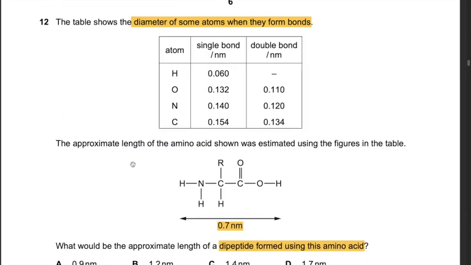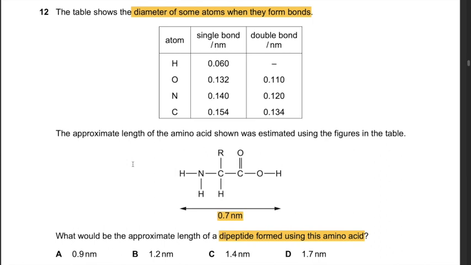Question 12. The table shows the diameter of some atoms when they form bonds. The approximate length of the amino acid shown was estimated using the figures in the table. What would be the approximate length of a dipeptide formed using this amino acid? When a dipeptide bond forms, there will be totally 2 amino acids, and since this given amino acid is of length 0.7 nanometer, when 2 amino acids join together, we can assume that the total length will be 1.4 nanometers. However, when a dipeptide is formed, a water molecule is removed. Therefore, it would not be 1.4 nanometers as a water molecule is removed, but a slightly smaller length.